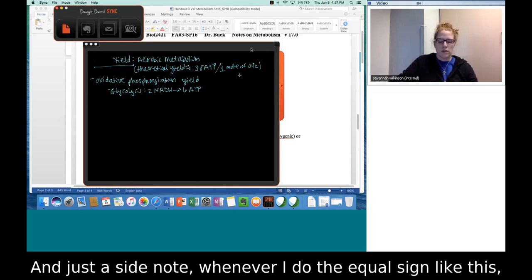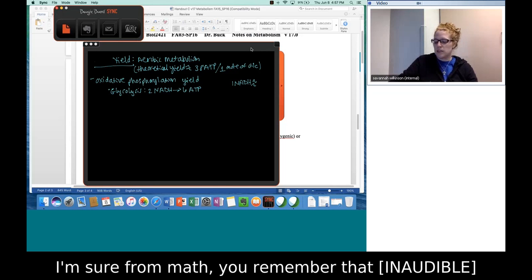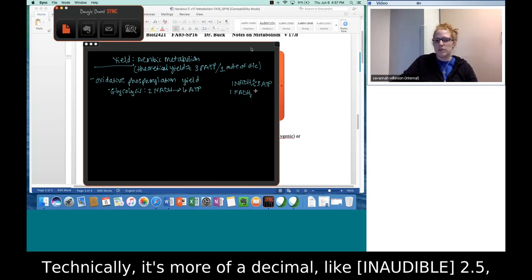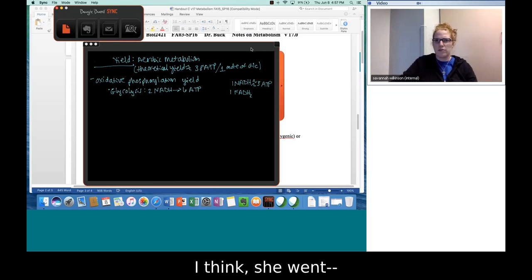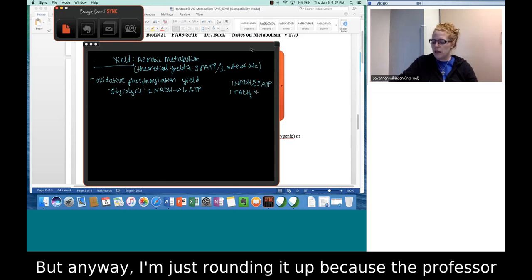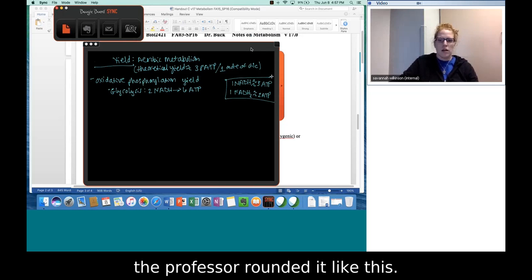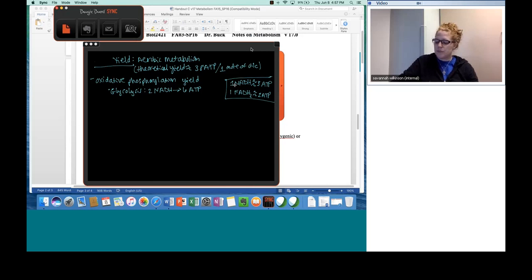And just a side note, whenever I do the equal signs like this, I'm sure for math you remember that means approximately, but just in case. Technically it's more of a decimal, like it's 2.5. But anyway, I'm just rounding it up because that's how the professor I assigned for rounded up like this. Okay. Transition.